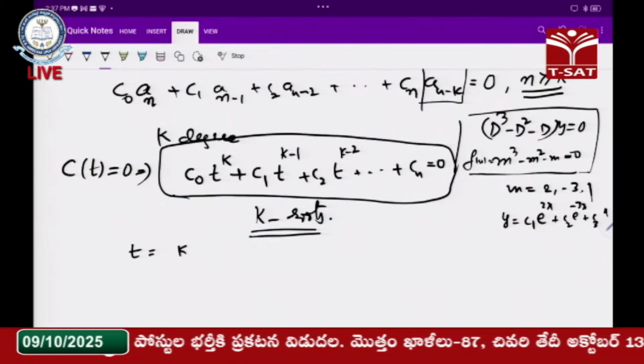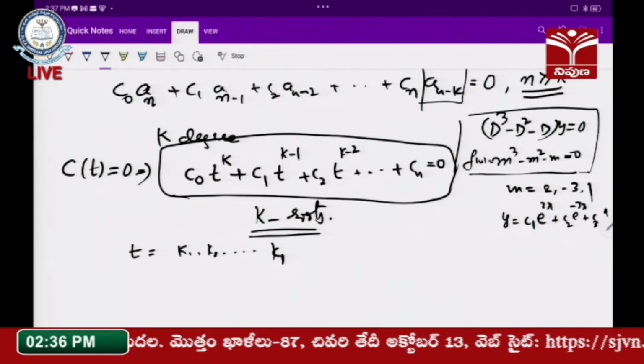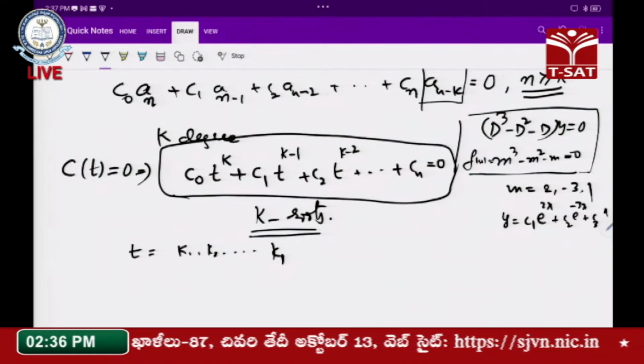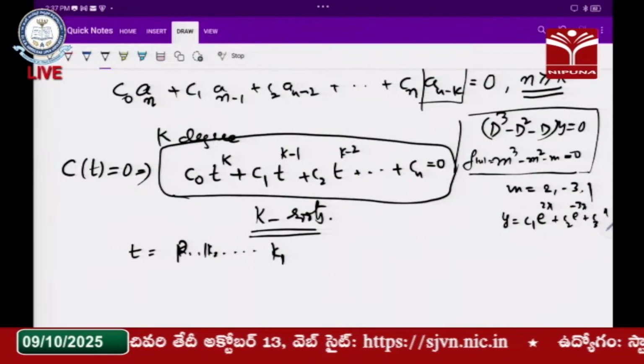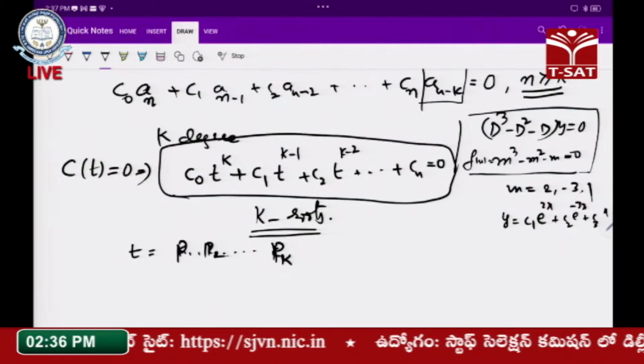For example, let me take p1, p2 and so on, pk. These are the k roots which are distinct. They may be real, may not be real, may be complex also, it does not matter. These are the values which are distinct.